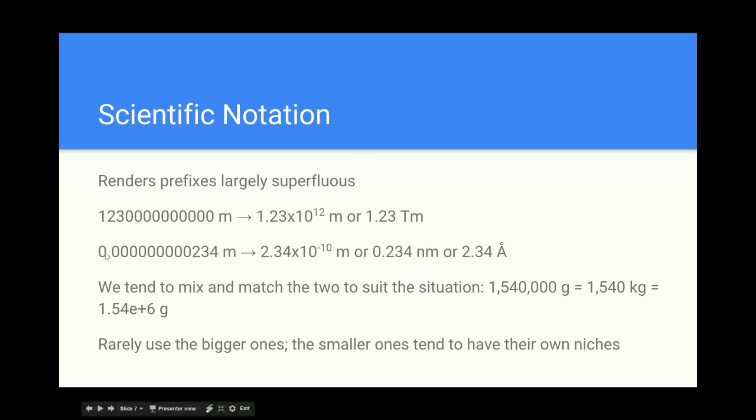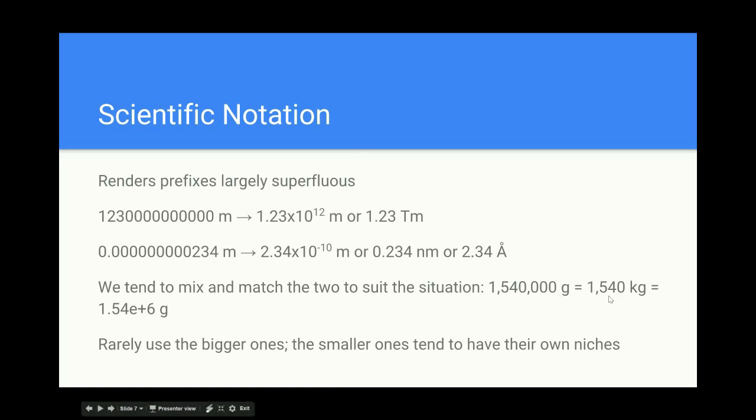And it works in the other direction as well. You're moving the decimal place to the right. 1, 2, 3, 4, 5, 6, 7, 8, 9, 10. That gets you a number between 1 and 10. So 2.34 times 10 to the negative 10th meters, or 0.234 nanometers, or 234 angstroms. So which notation you use can be a matter of taste. We tend to mix and match depending on the situation.